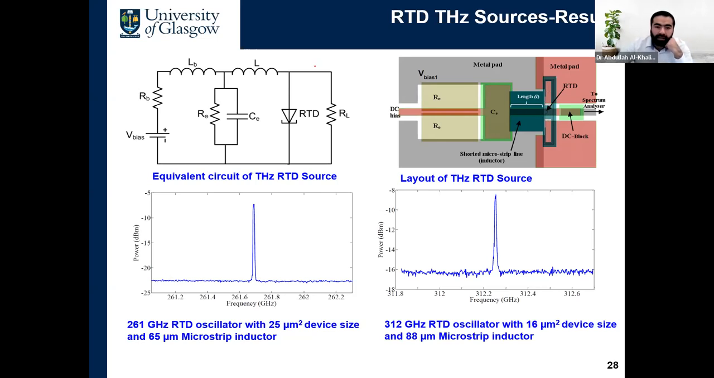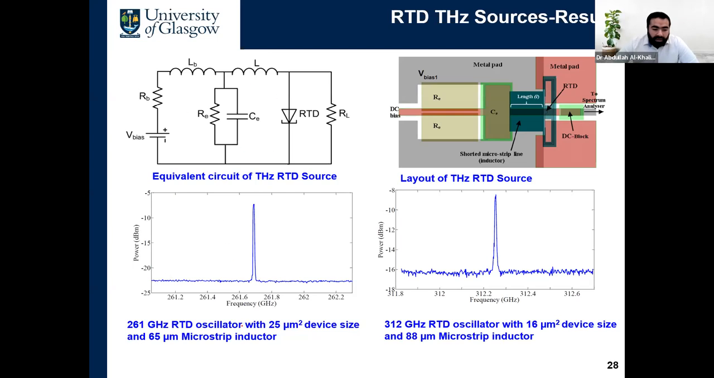Then we have the inductor here, L. So this L is the inductor. It's basically a microstrip line. Based on the length of this line, we can determine how much inductance we need. We have the RTD here, so it's that small spot in the middle. And then we have the RF output here. And we just put a small capacitor just for protecting the spectrum analyzer.